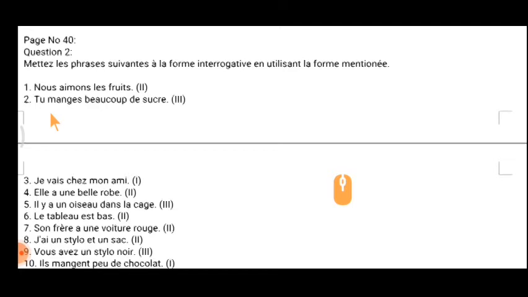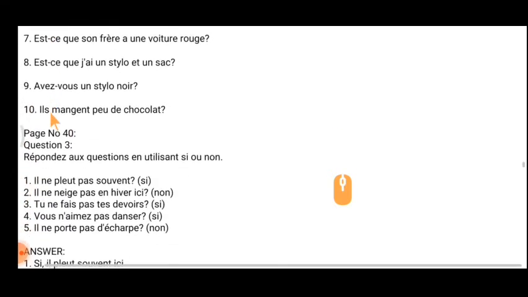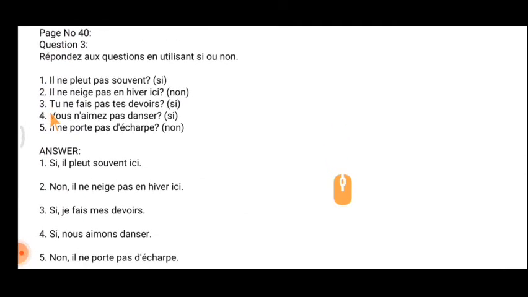Okay, so now let's proceed with the answer key. Let's move on to exercise number 3, and this one is negative. Répondez aux questions en utilisant si ou non. Il ne pleut pas souvent. So if it is si, the question should be negative. So the answer will be si, il pleut souvent ici.